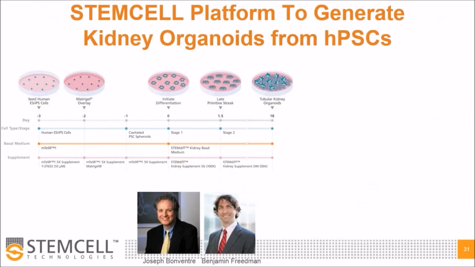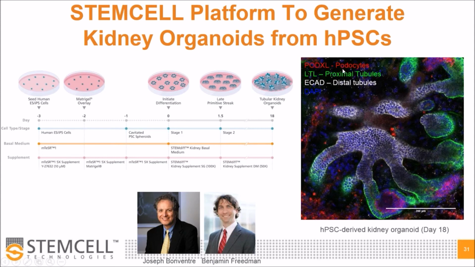Now, at STEMCELL, we have developed a kidney organoid platform to differentiate kidney organoids directly from human pluripotent stem cell lines. This protocol has been optimized from the technology published by Joseph Bonventre and Benjamin Freedman. And we show that our organoids are able to differentiate podocytes, proximal tubules, and distal tubules.